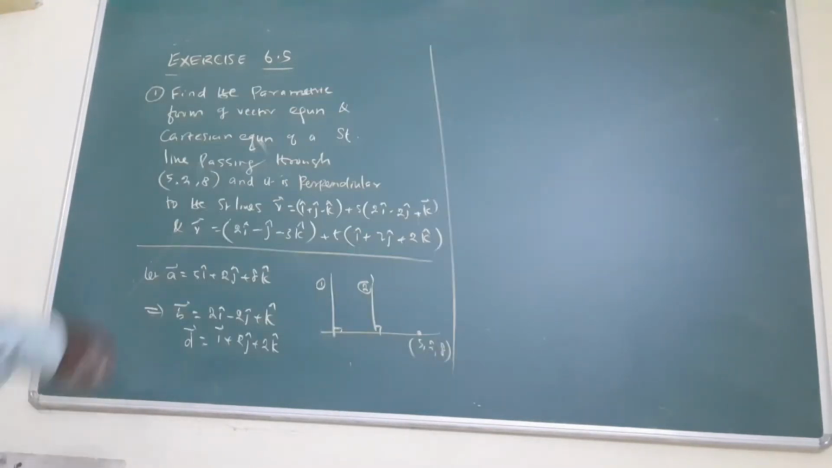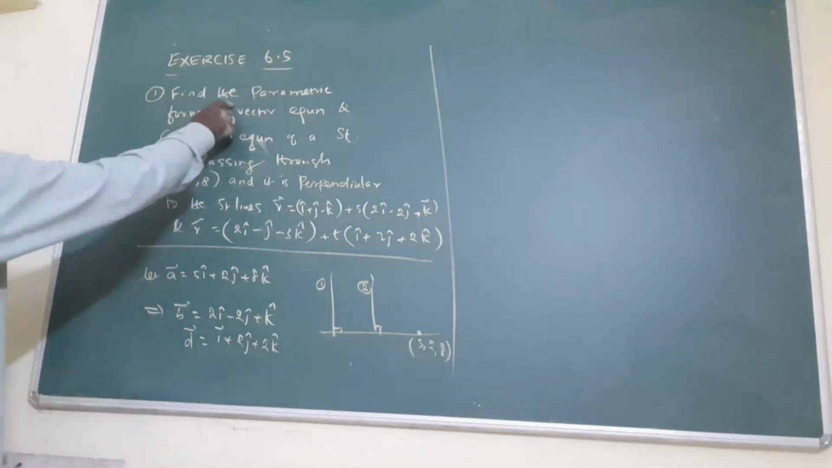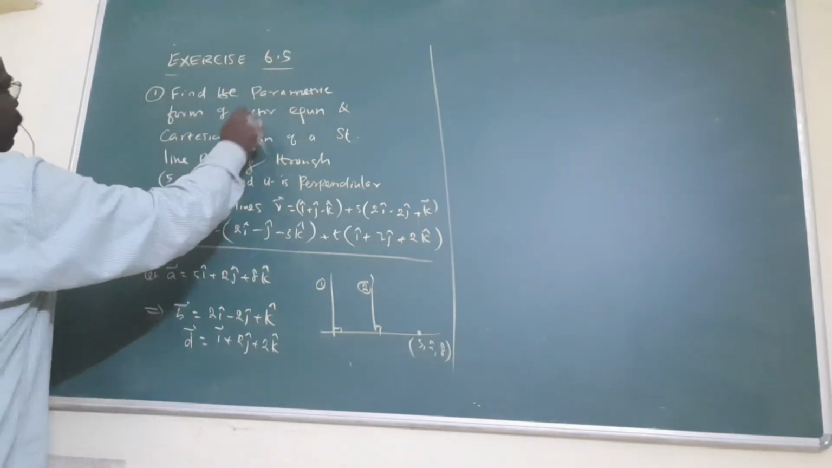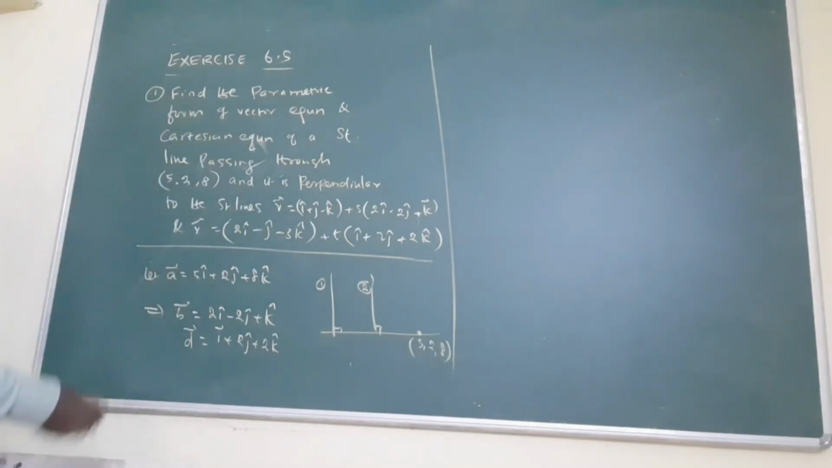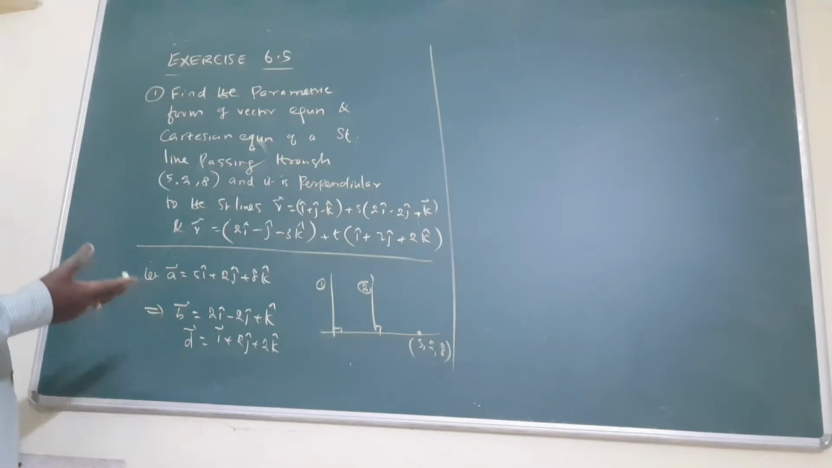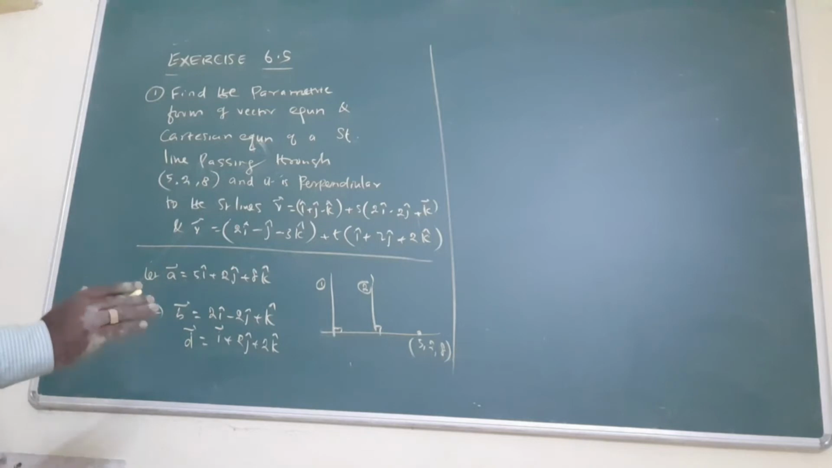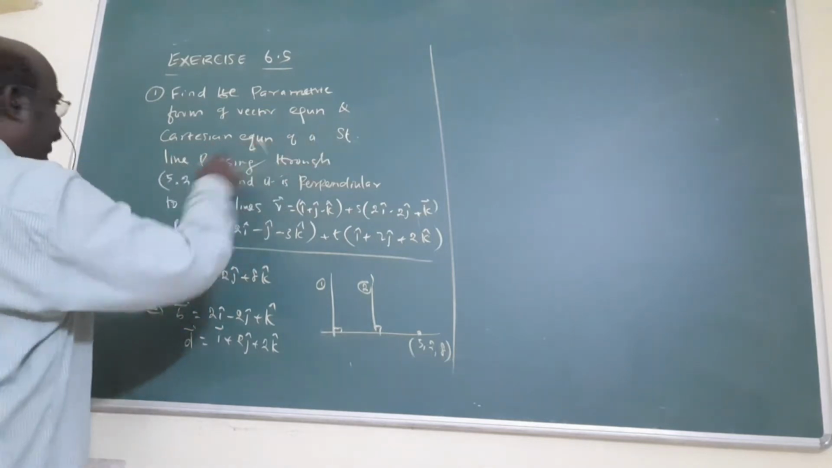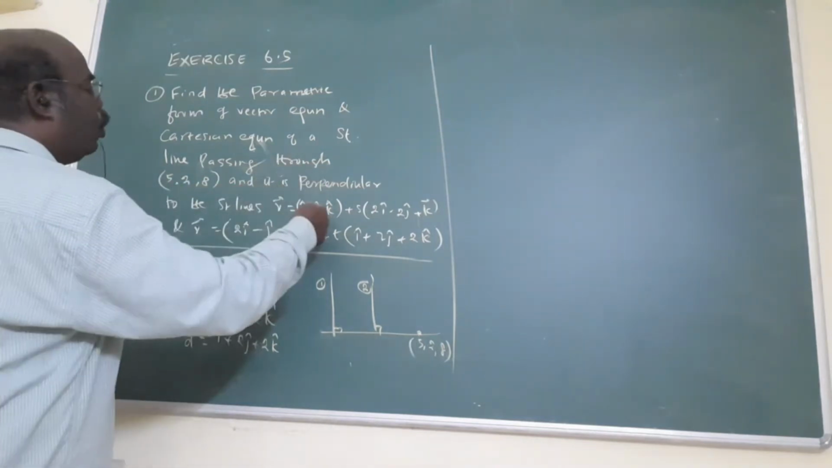Now listen here. Exercise 6.5, the first question. Find the parametric form of the vector equation and the Cartesian equation. Usually, vector equation and Cartesian equation are asked with one point and one parallel vector, or both points given, as in the previous exercise. But here, for the straight line, one point is given, and it is perpendicular to two straight lines that are given.